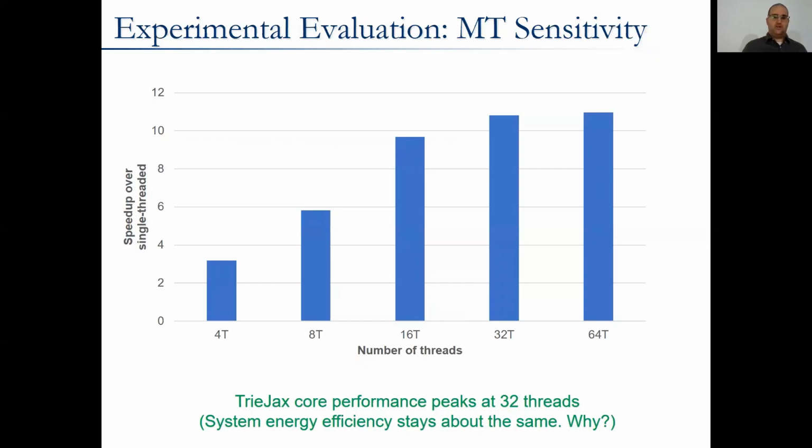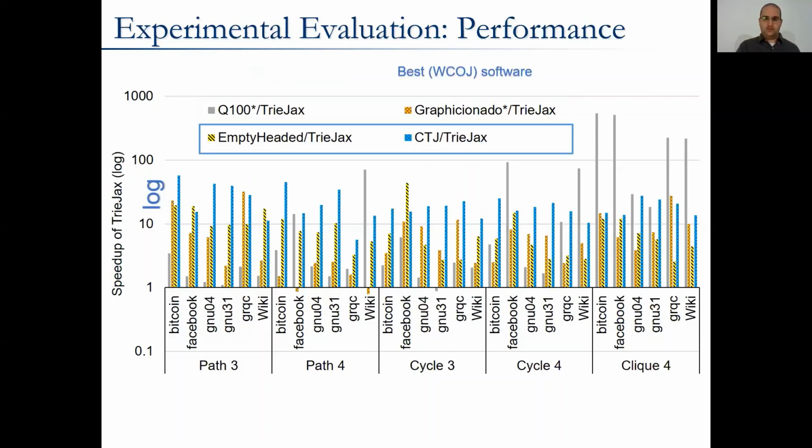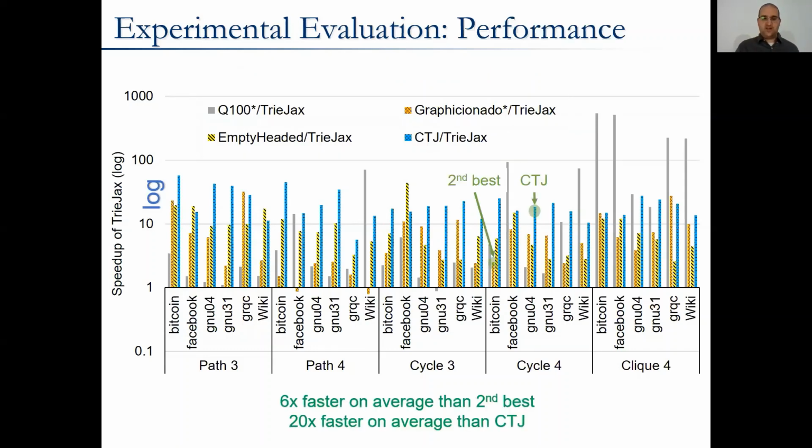So first, we need to determine how many threads we're going to use in our system. And this graph shows that the TrieJax core performance peaks at 32 threads. But actually, the system energy efficiency stays about the same. And we're going to explain why in a few slides. So now let's talk about the performance. We compared TrieJax to the state-of-the-art database accelerators, Q100 and Graphicionado, and state-of-the-art worst-case join systems, EmptyHeaded and CTJ. And this graph shows that we are 6 times faster on average than the second best, which is Graphicionado, and 20 times faster on average than CTJ.